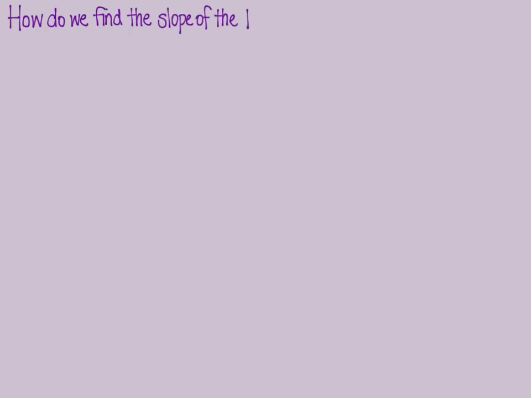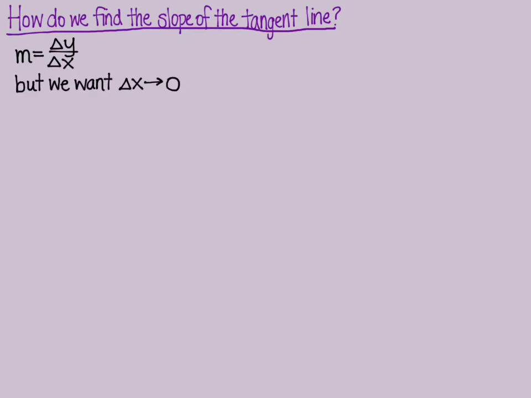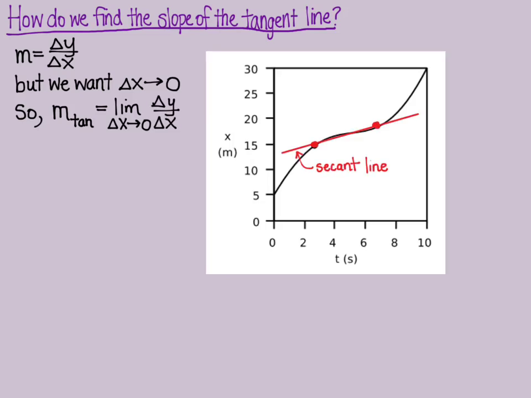So how do we find the slope of the tangent line? Well, remember, the slope of a line is the change in y over the change in x, but we want the change in x to be getting very close to 0. So the slope of the tangent line will be the limit as delta x goes to 0 of delta y over delta x. Remember from our average velocity example a minute ago, we were looking at velocities over time intervals from things such as 2 to 6. We call those lines secant lines. The slope of the secant line is just the average velocity.